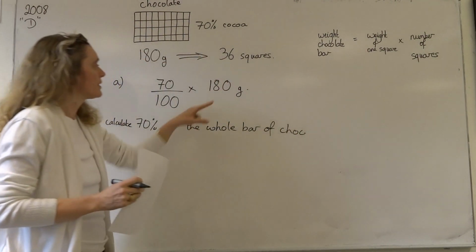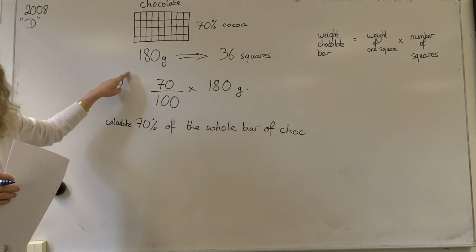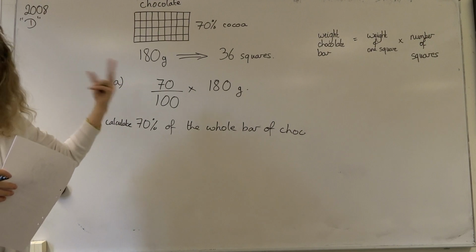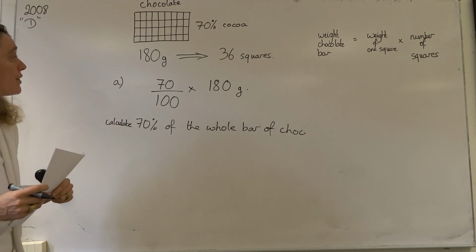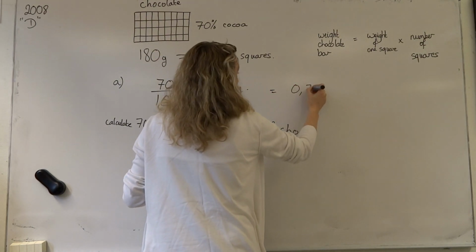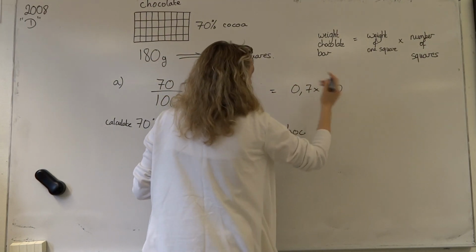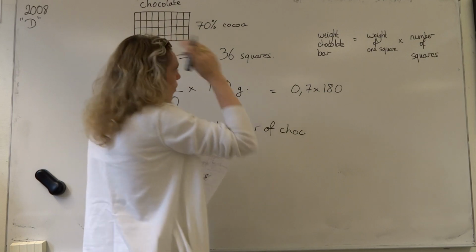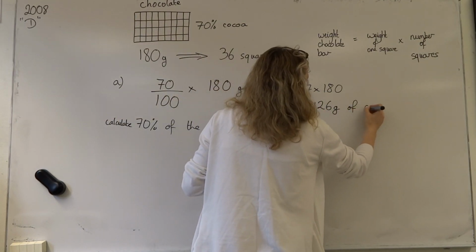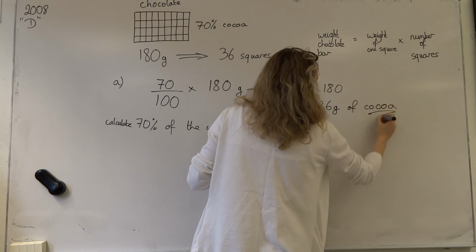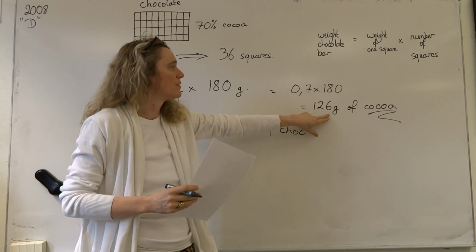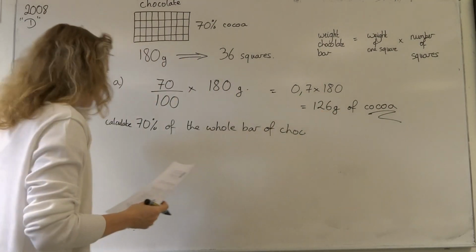So the whole bar weighs 180 grams, but only 70% of it is chocolate. The other could be, there'll be milk and fat and butter and sugar and all these other things in. So this is nice and easy. We just take 0.7 times 180, giving us 126 grams of cocoa as our answer.